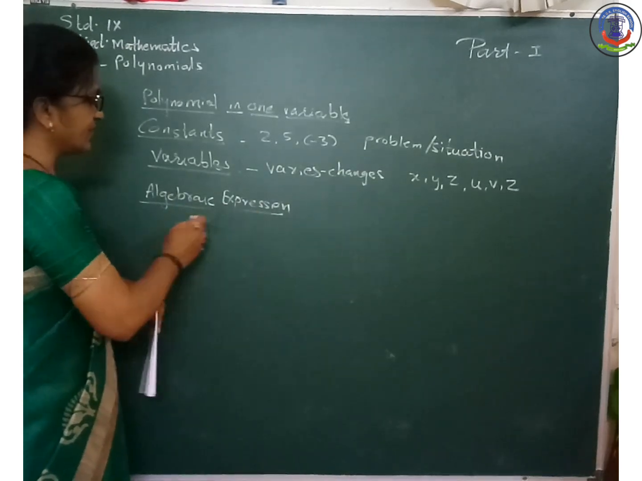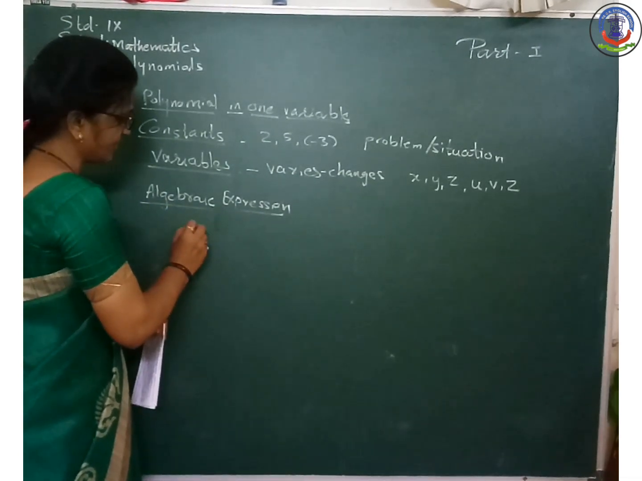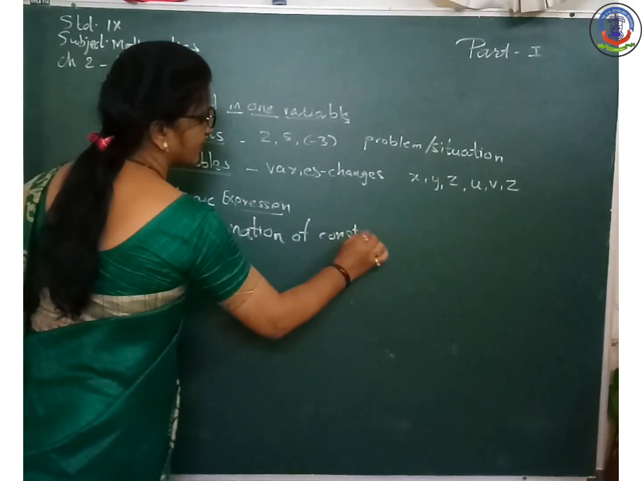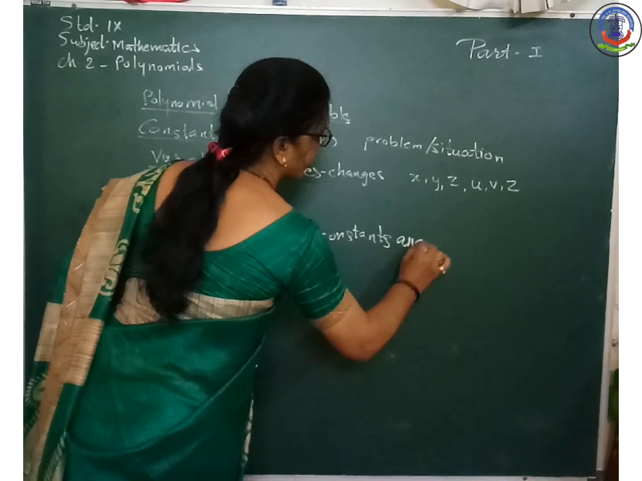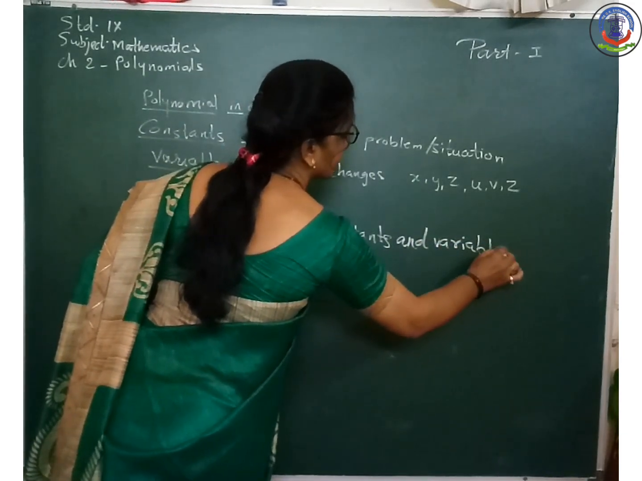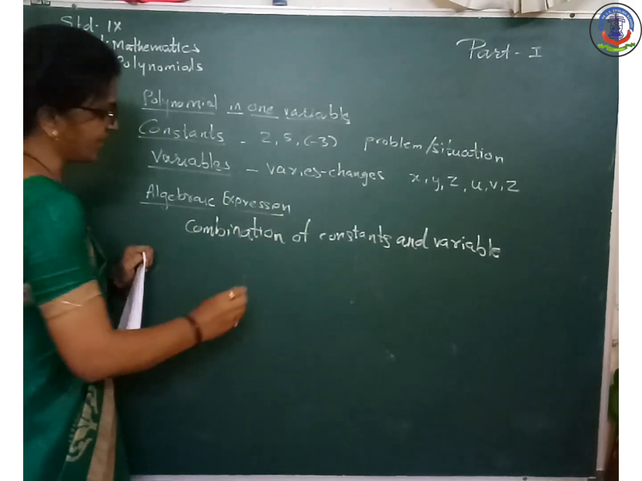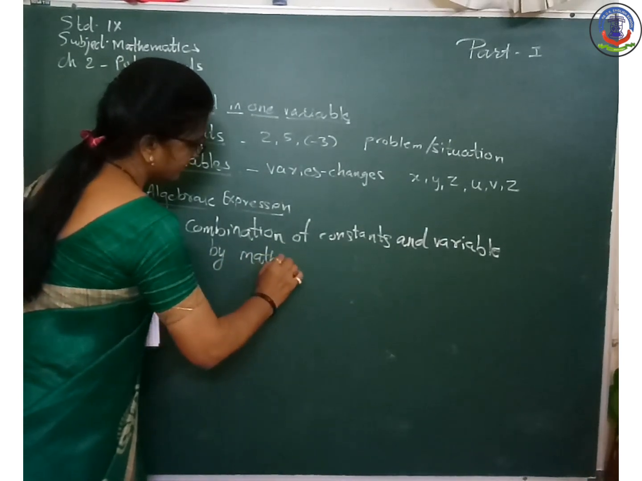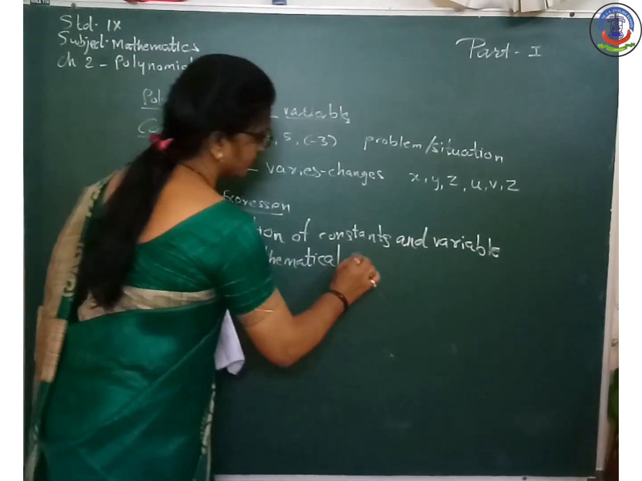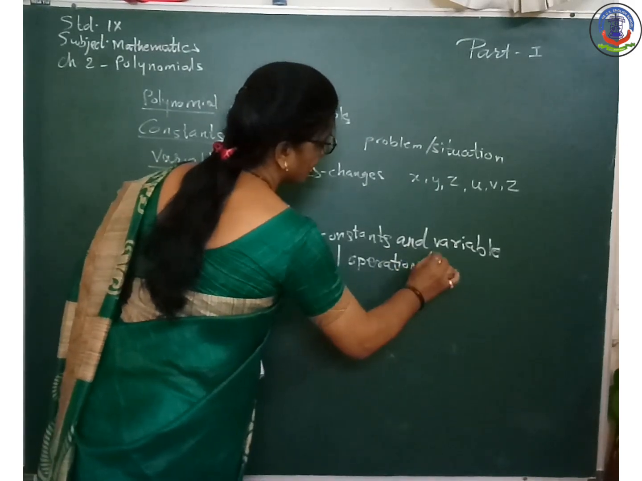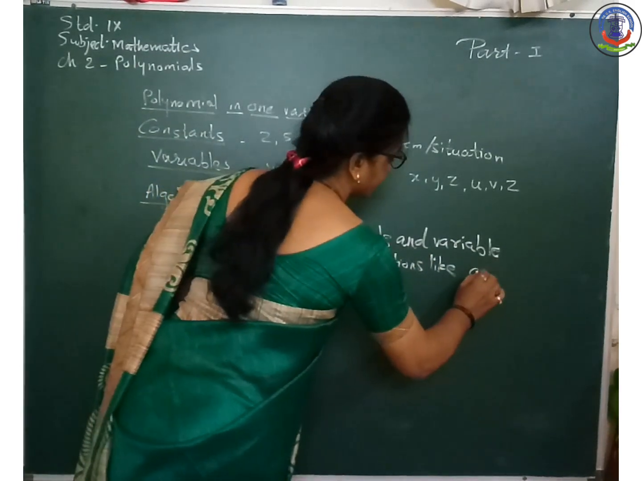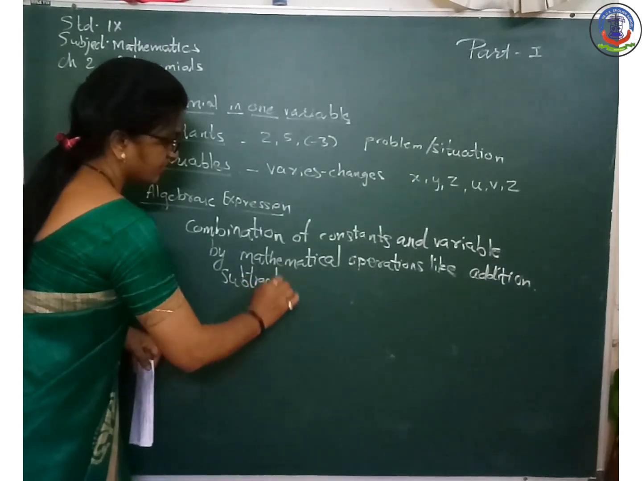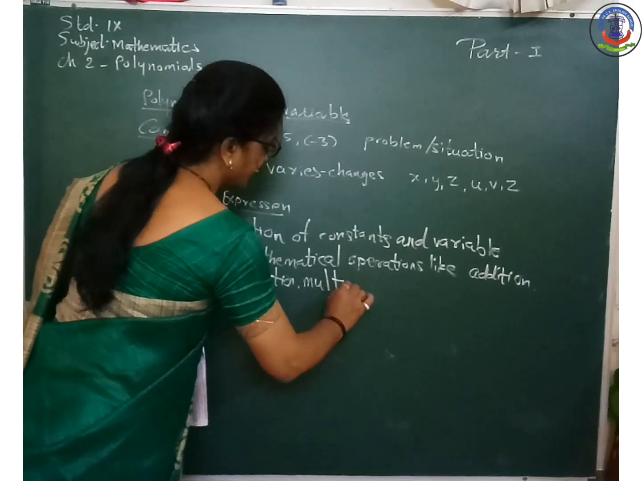Now we will use the term algebraic expression. An algebraic expression is a combination of constants and variables by different mathematical operations, like addition, subtraction, multiplication and division.